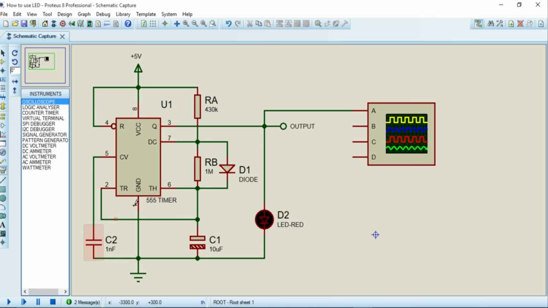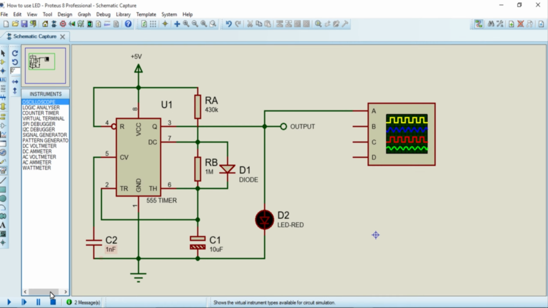Notice the value for RA is 430 ohms, which is not exactly what we calculated. That is because I chose to use a standard value close to it. Same with RB. The capacitance of our capacitor was chosen to be 10 microfarads. Our power supply is 5 volt. The output is pin 3, where we have our LED connected to it and an oscilloscope to visualize the output waveform. Also, we have our diode in parallel with RB.